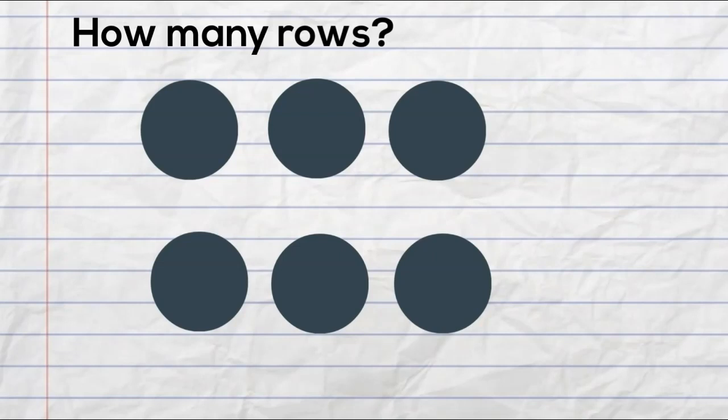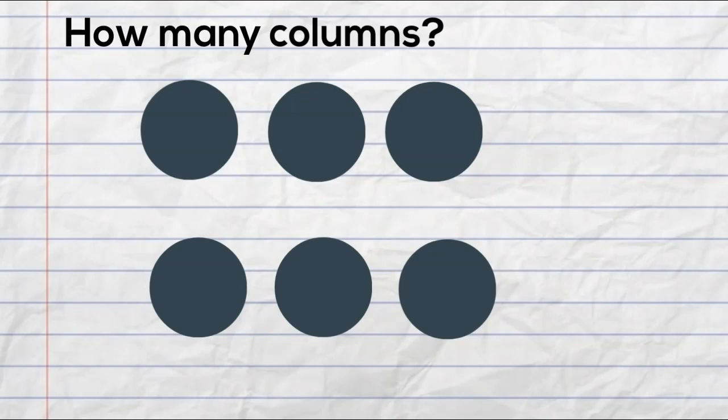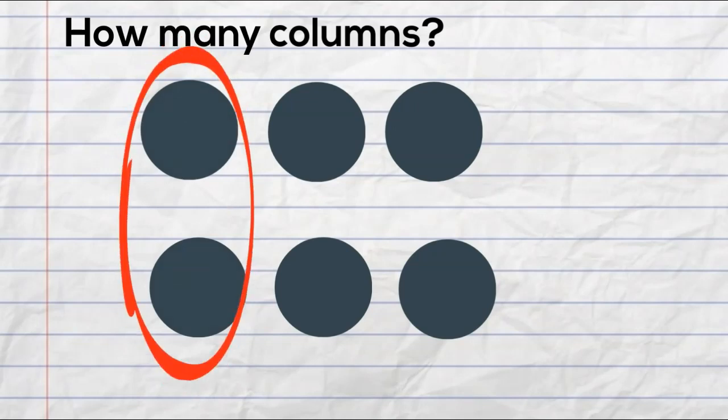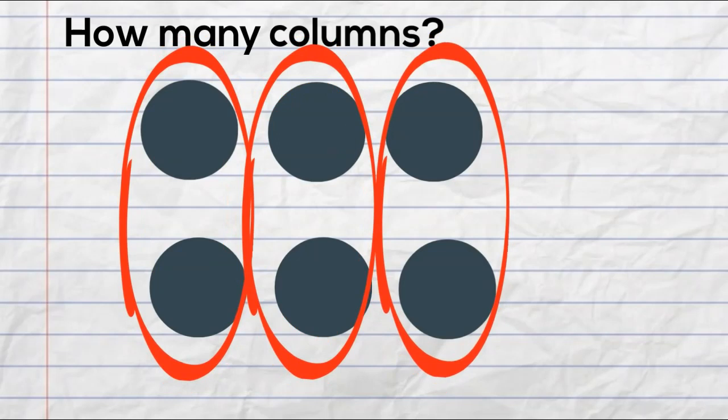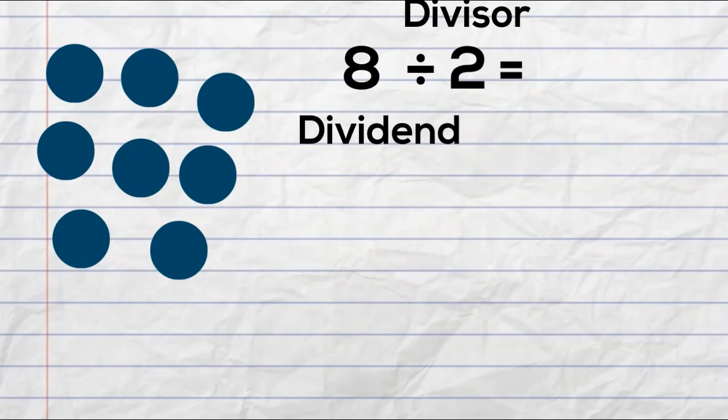Okay, let's look at this array. How many rows are there? Well, there are 1, 2 horizontal rows. Next, how many columns are there? Well, there are 3 columns. 1, 2, 3. So first we know the difference now between a row and a column. So here's our first question. 8 divided by 2. When you divide, you're basically figuring out how many groups you are dividing a number into. The 8 is called your dividend, and that is your total number of objects. The 2 is a divisor and tells you how many will be in each group. And then the answer, your quotient, will be how many groups of these.